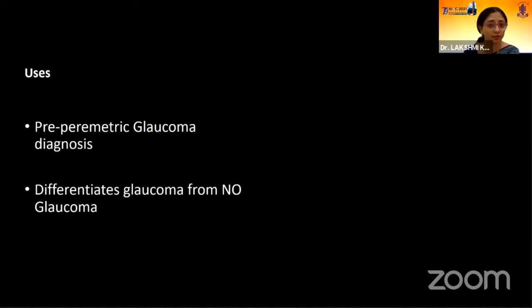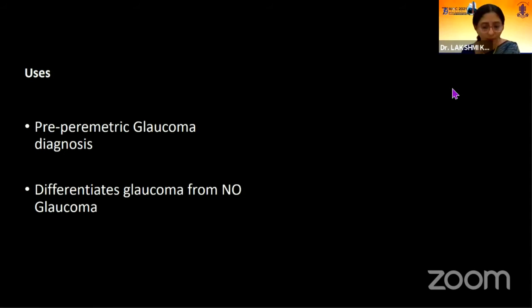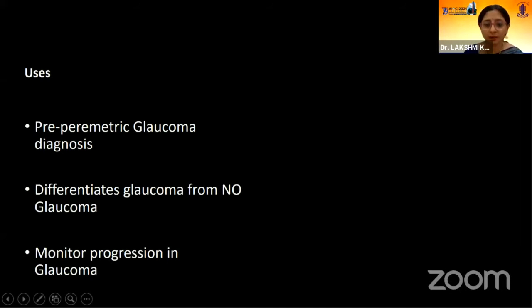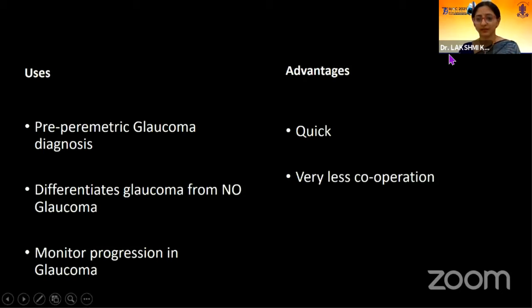It differentiates glaucoma from no glaucoma. If an RNFL OCT is normal, then the chance of it being glaucomatous is very, very less. And it can monitor the progression in glaucoma. It has two extreme advantages: it is very quick and very little cooperation is required.